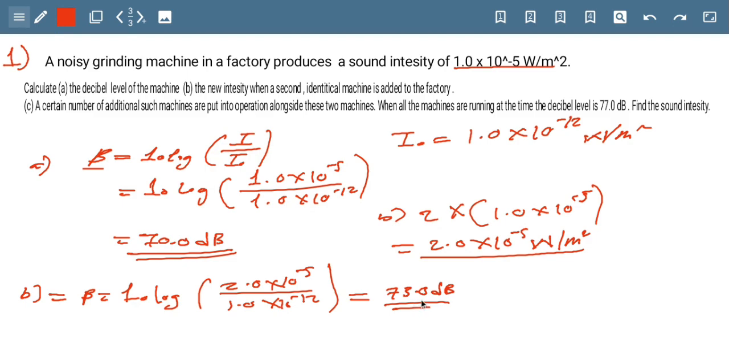Now let's try to answer the last question. It says a certain number of additional such machines are put into operation alongside these two machines. When all of the machines are running at the same time, the decibel level is 77 decibels. Find the intensity. Here we are finding the intensity, not the decibel, so we can make the intensity the subject of the formula.